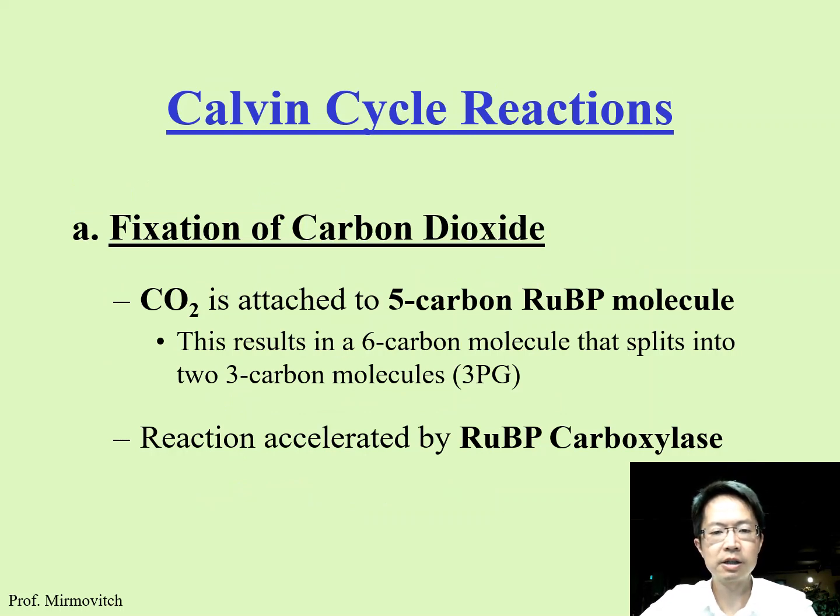Fixation of carbon dioxide, what does it mean? Carbon dioxide is attached to RuBP. RuBP is a 5-carbon molecule. When a 5-carbon molecule is added to one carbon dioxide, you have a total 6-carbon molecule. This 6-carbon molecule is then split in half so that it becomes two 3-carbon molecules. The 3-carbon molecule is called 3PG. Yes, 3PG, the 3 at the beginning reminds you that 3PG is a 3-carbon molecule.